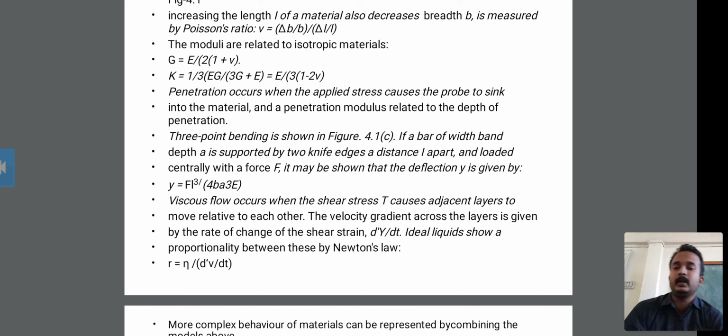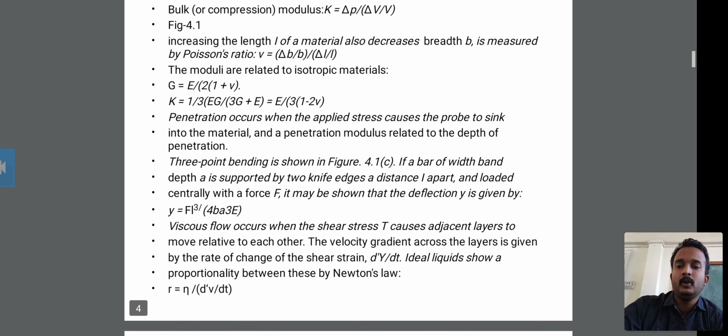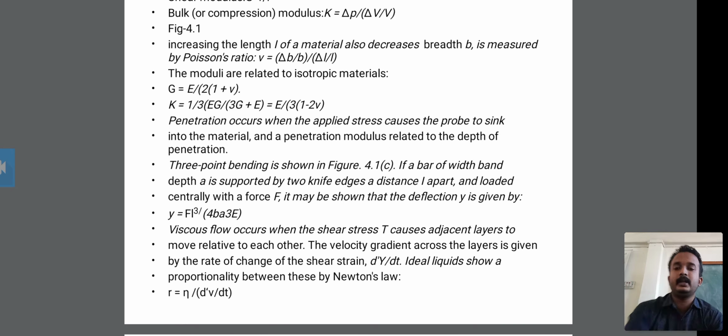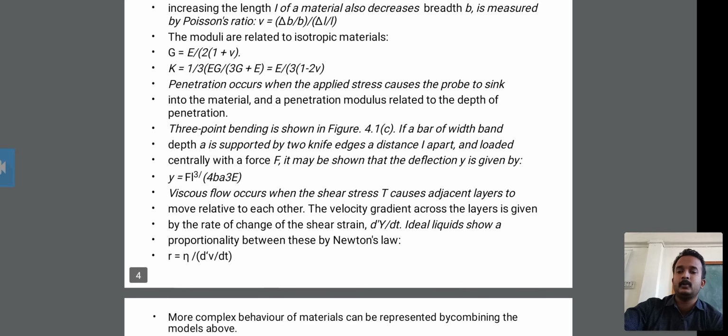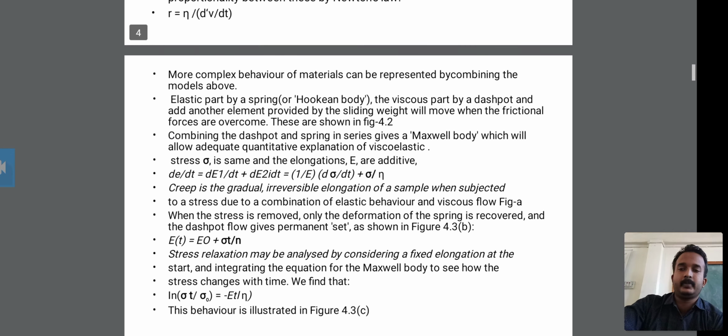Okay, therefore in viscous flow, when a shear stress T is applied, it causes the adjacent layers to move relative to each other. The velocity gradient across the layer is given by the rate of shear dy by dt. The ideal shows proportionality between them, this is Newton's law. Okay, therefore the shear rate r is equal to eta upon dv upon dt.